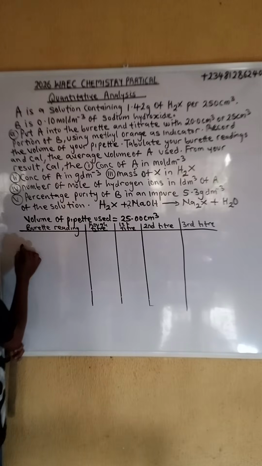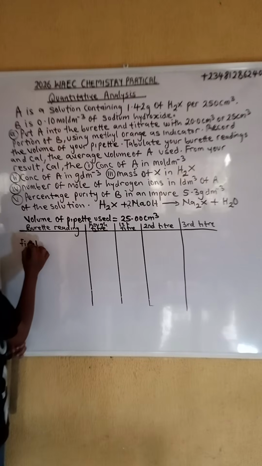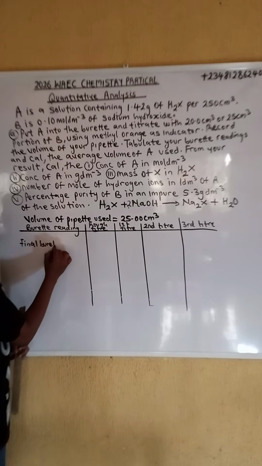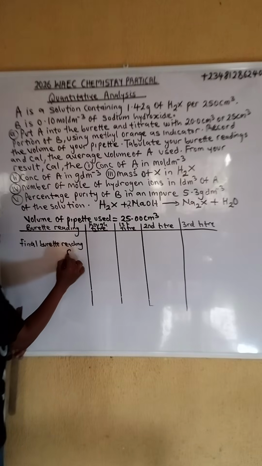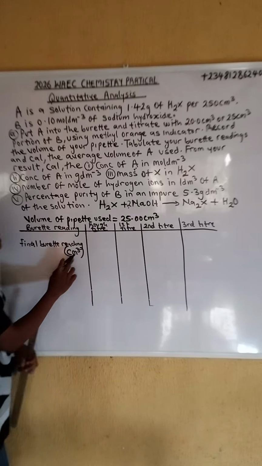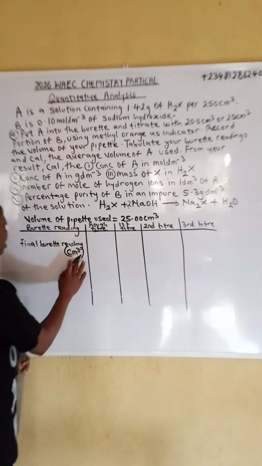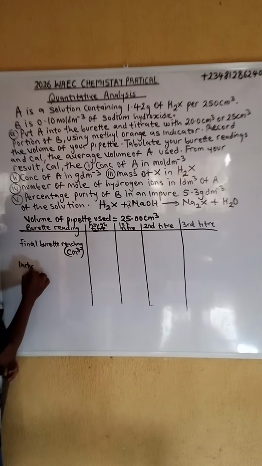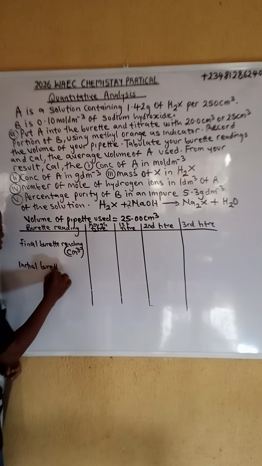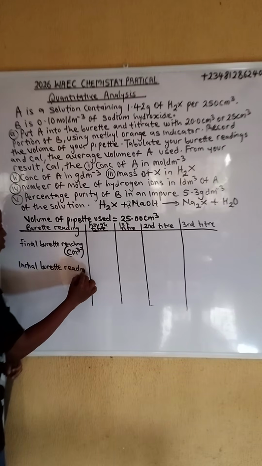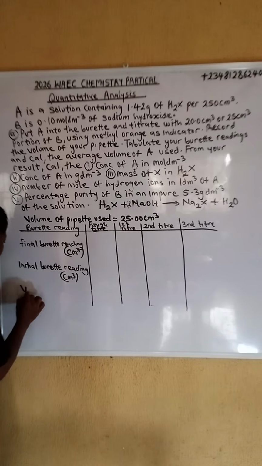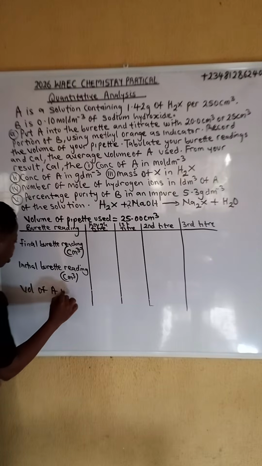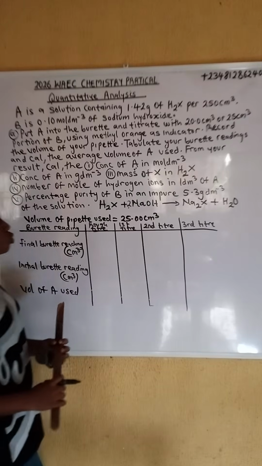Now, under burette reading, you are going to write the final burette reading. Then it must be in cm³. This unit is very, very important, in cm³, followed by initial burette reading in cm³. Then the last one is volume of acid used.